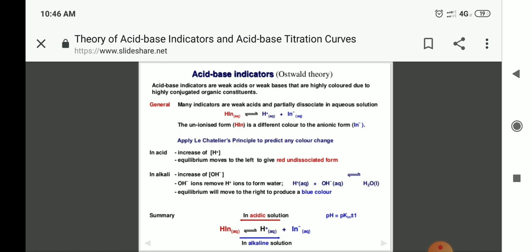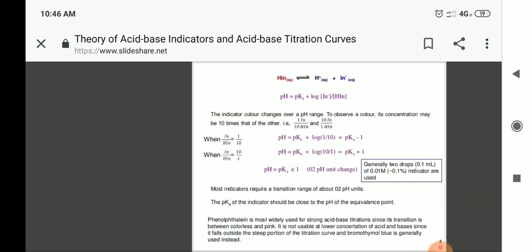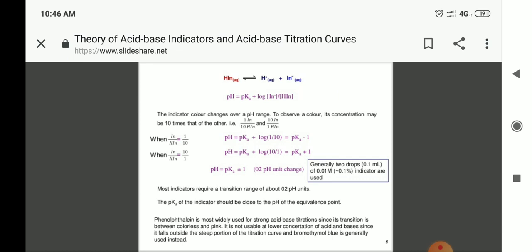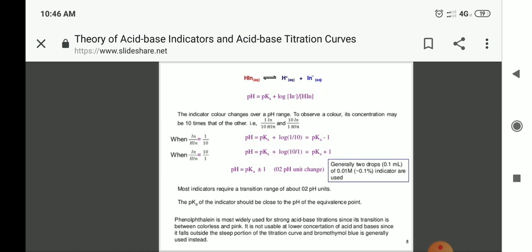pH is pK plus or minus 1. Next, when pH is equal to pKa plus log of In minus upon HIn, the indicator color changes over a pH range. To observe a color, the concentration of one form may be 10 times the other. Most indicators require a transition range of about 2 pH units, and the pKa of the indicator should be close to the pH of the equivalence point.